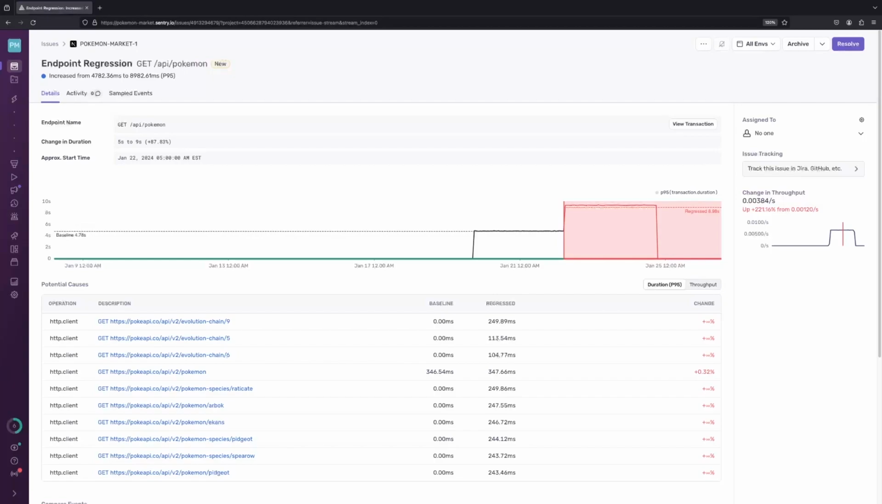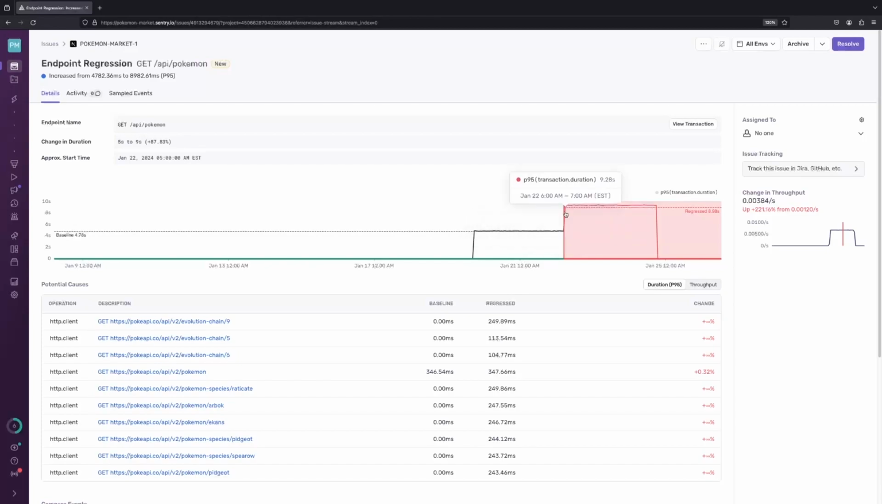At the very top, the issue tells us our /API/Pokemon endpoint's P95 duration has increased from less than 5 seconds to almost 9 seconds, as well as the time when Sentry thinks this regression happened. Next, we see this time series showing the P95 duration of the endpoint, and we can see that there was a sharp increase around the approximate start time mentioned earlier.